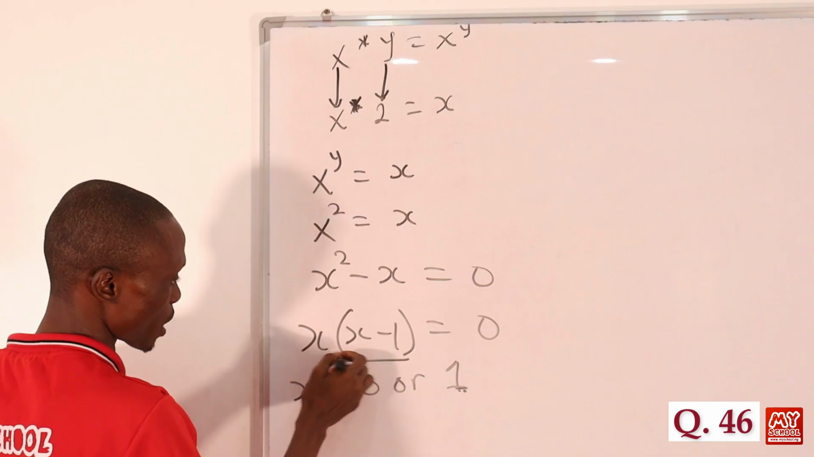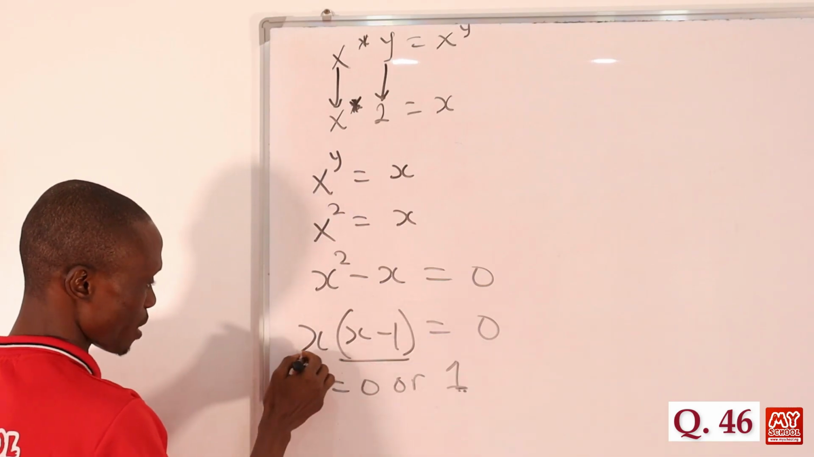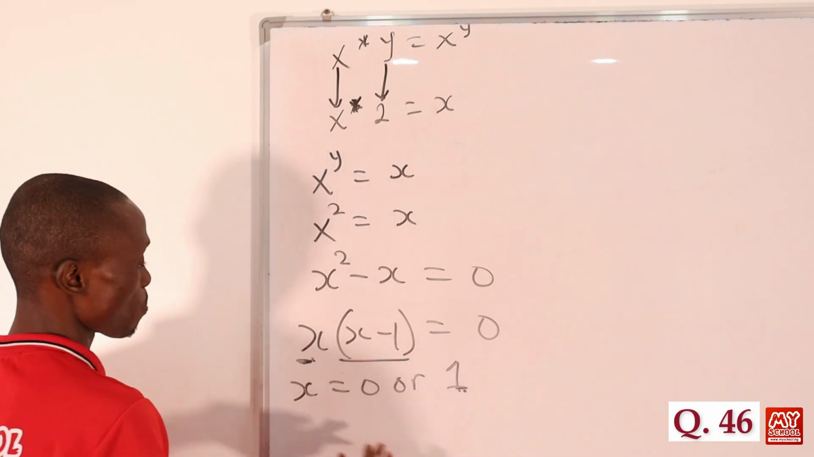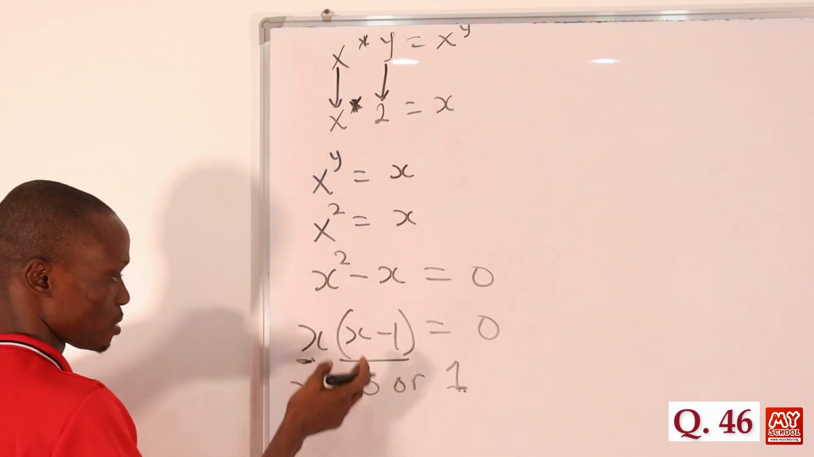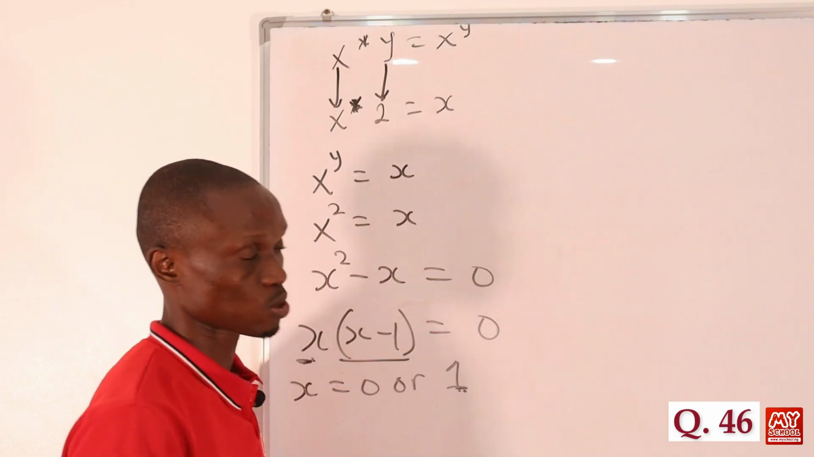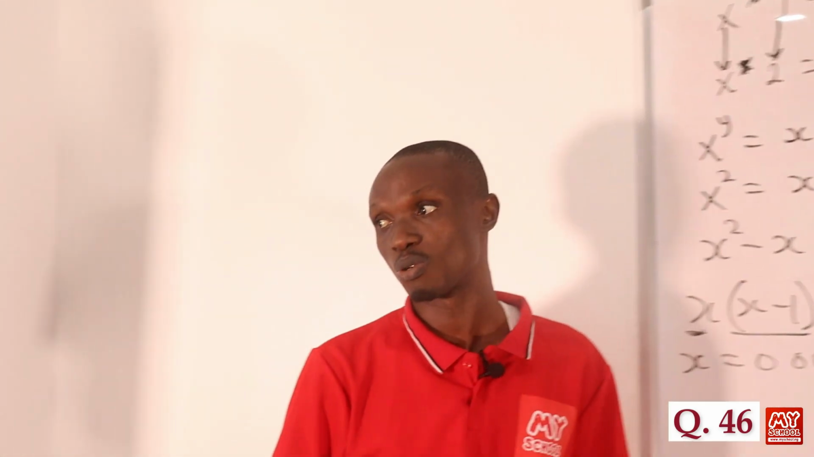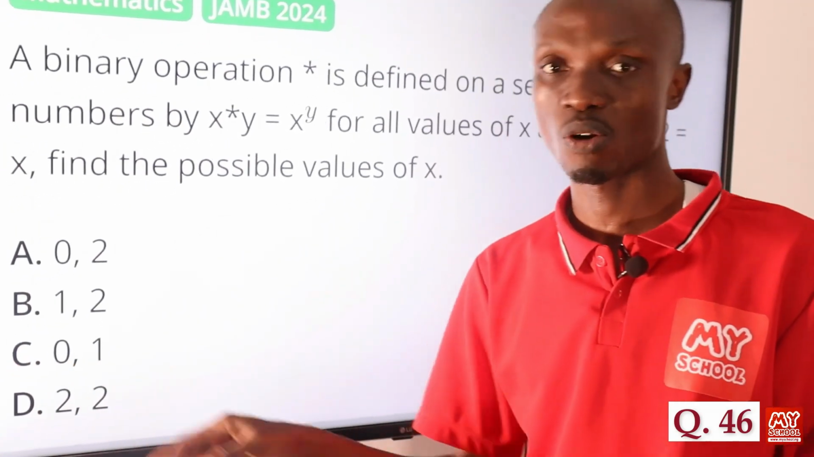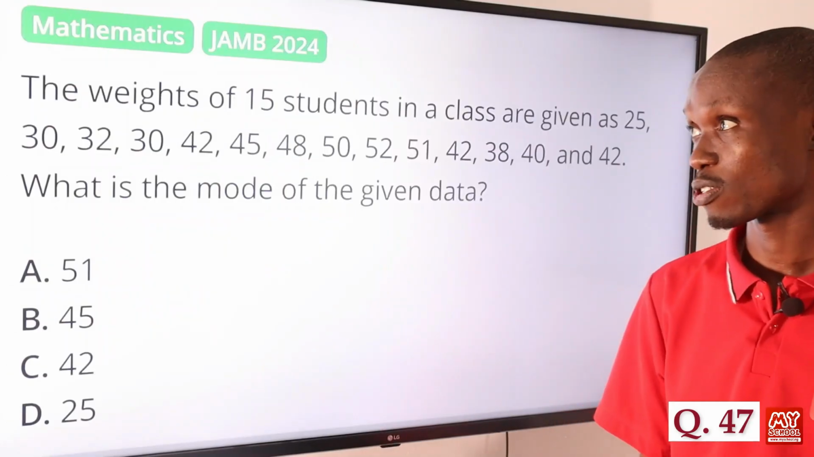Because what we have in this bracket is equal to 0, and this s outside, in its own bracket, is also equal to 0, right? So the possible values of s are 0 or 1. So let's return to the screen to pick the correct answer to this question, and that is option C, 0 and 1.